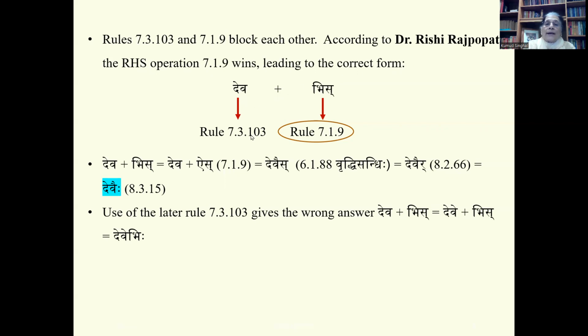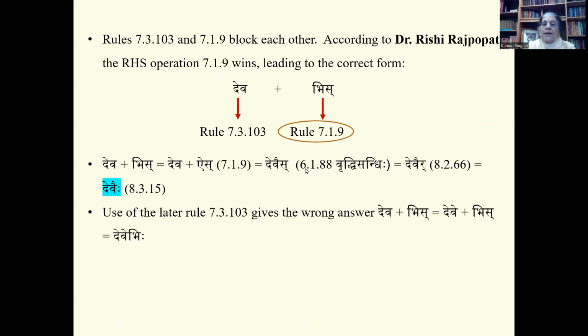So let us see what happens when we apply the rule 7.1.9 to deva plus bhis. So deva plus bhis, after applying this rule, becomes deva plus ais. Bhis is replaced by ais. Now deva ends in a, ais begins with ai, so there is a vriddhi sandhi which replaces the ending a of deva and the beginning ai of ais with ai. So deva plus ais becomes devais.